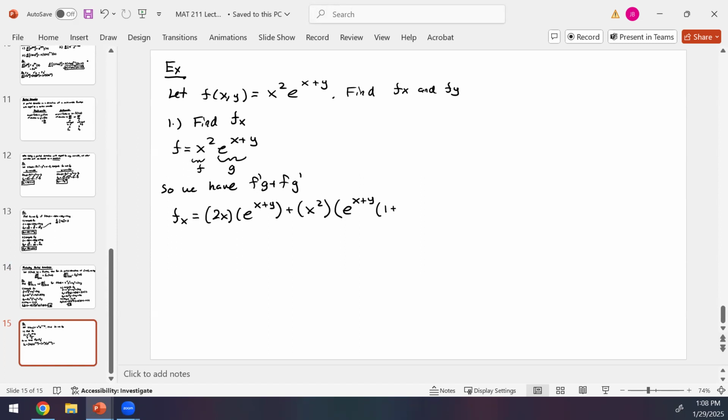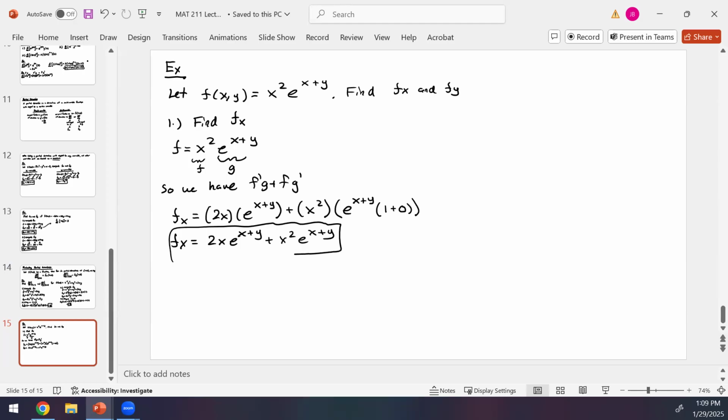And this is where people make a mistake. They overthink it, and they forget that y is just a number. So the derivative of any number is 0. Like that, okay? And that's all you have to do. So we end up getting 2x e to the x plus y. Actually, we don't even need the parentheses there. So 2x e to the x plus y plus, and then that's just 1, so x squared e to the x plus y. And that's our partial derivative.